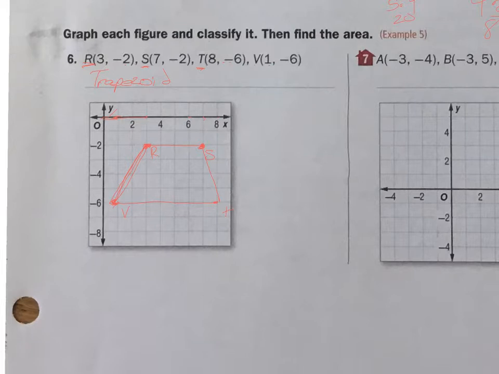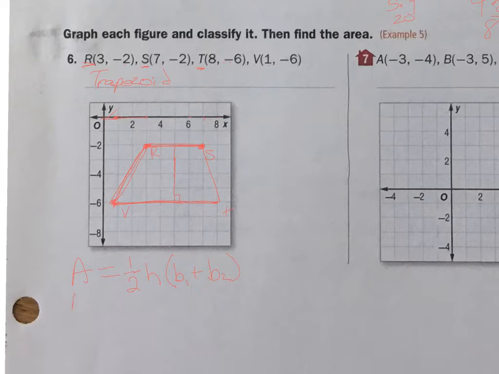So I know the area of a trapezoid equals 1/2 times the height times base 1 plus base 2. Okay, so here's my base 1 and my base 2. And my height is going to be from here to here.